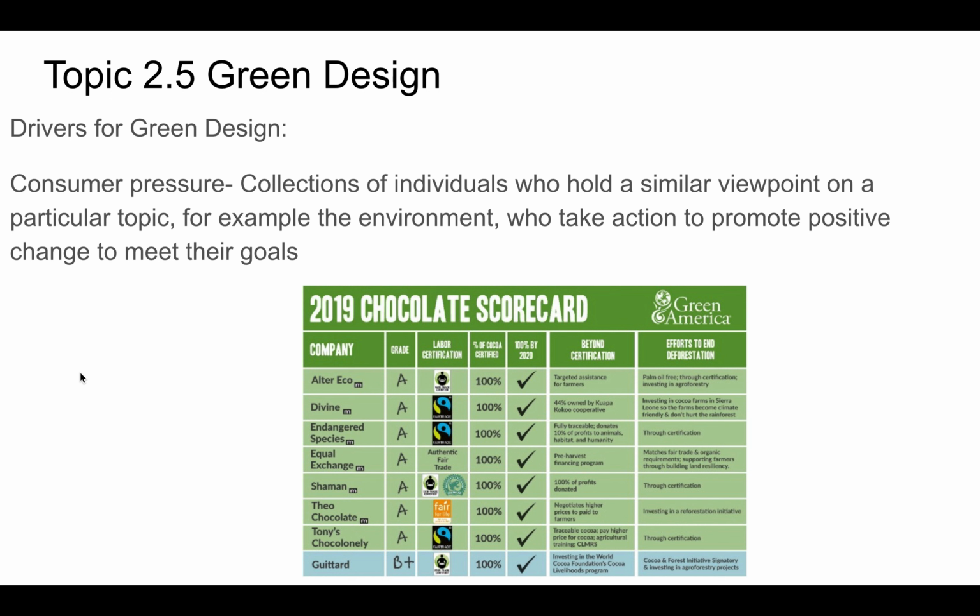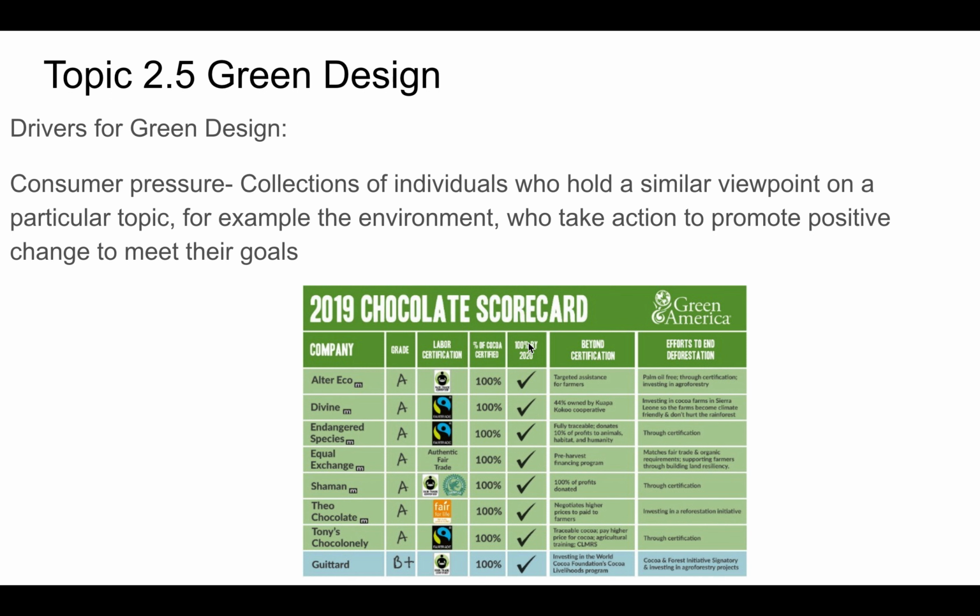Okay, so now, what causes green design? So we're looking at the drivers of green design. So what makes green design happen? First off is something like consumer pressure. You need to write this down because this is a definition from the glossary of terms. This is individuals who want to take action to promote a positive change and meet their goals, right?